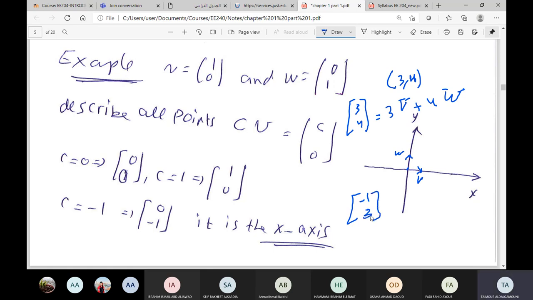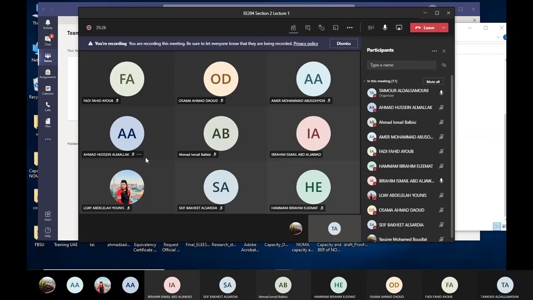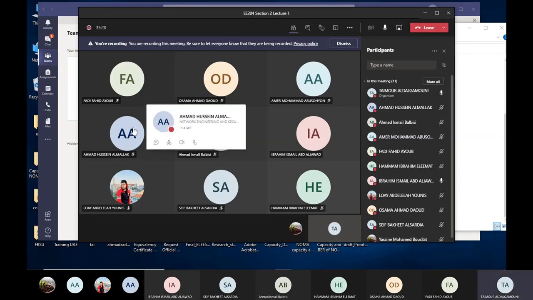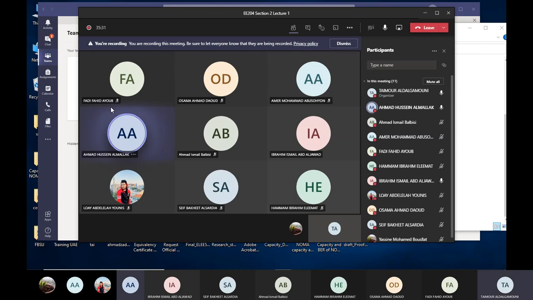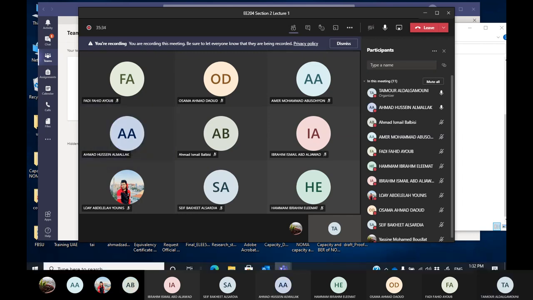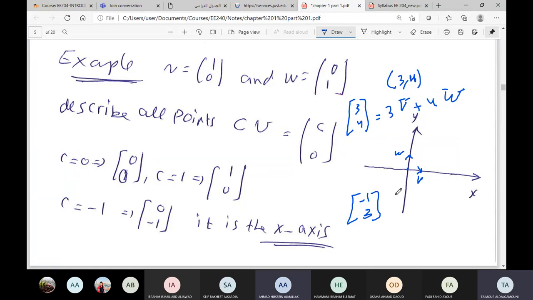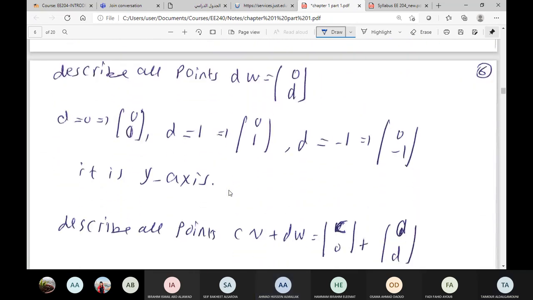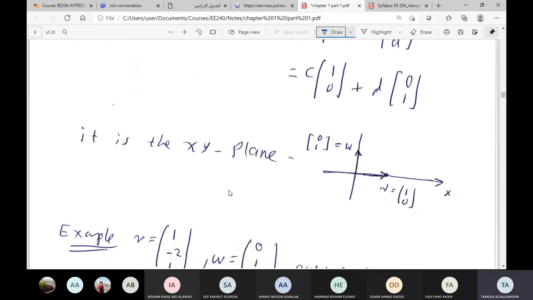Okay. So how about the point -1 and 3? Let's see. Ahmed Hussein. Yes, doctor. Can you write -1 and 3 as a linear combination of V and W? Yes, but minus V or 3 W. Minus V plus 3 W. Okay. Any questions?